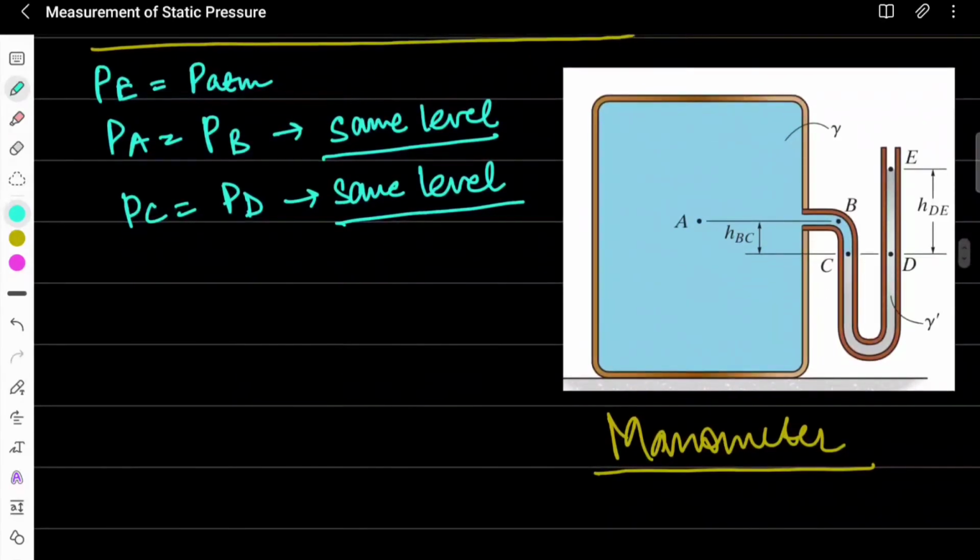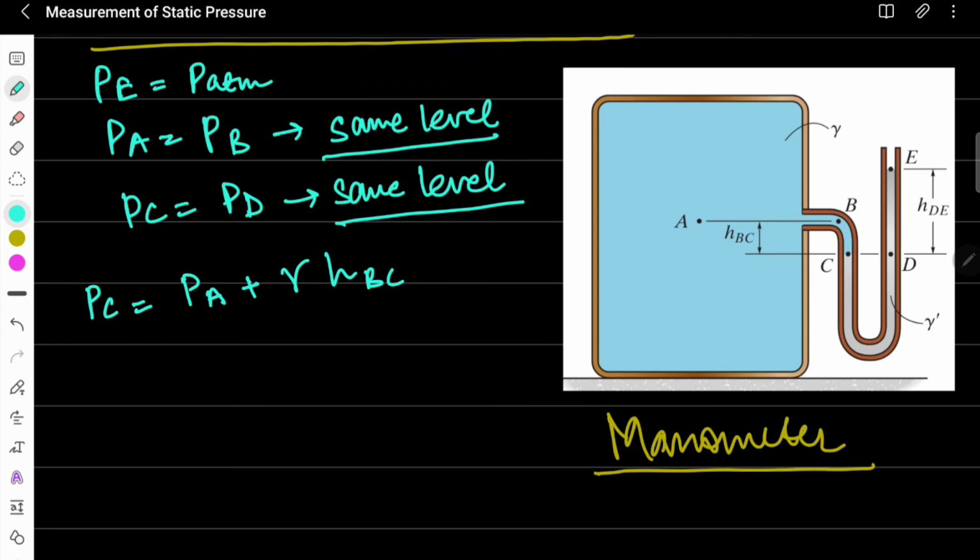Now let's talk about the pressure at point C. We can write that pressure at C is equal to pressure at B plus gamma HBC. Gamma is the specific weight of this liquid, and the difference in these locations is HBC. So PC is equal to PB plus this, and PB is equal to PA, so we can straightforwardly write this.